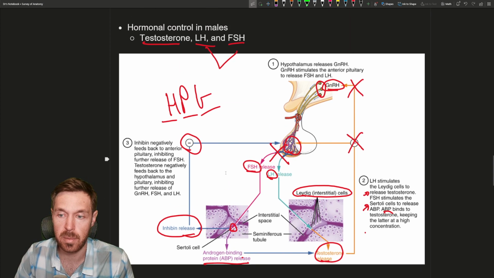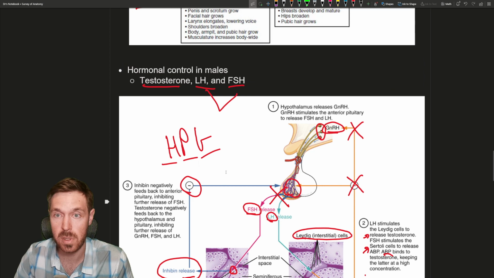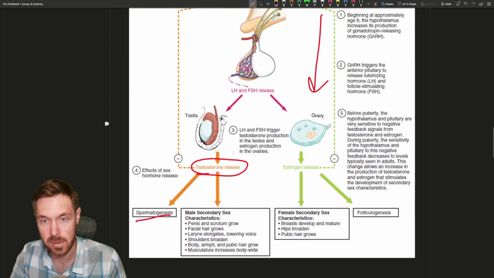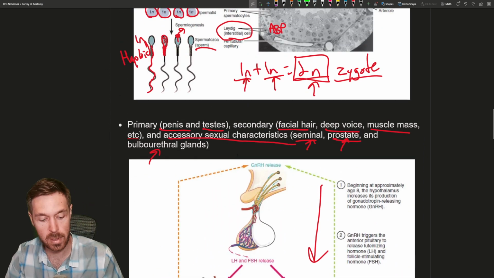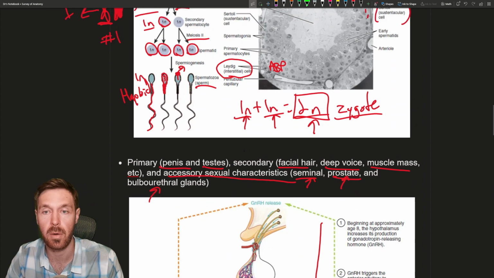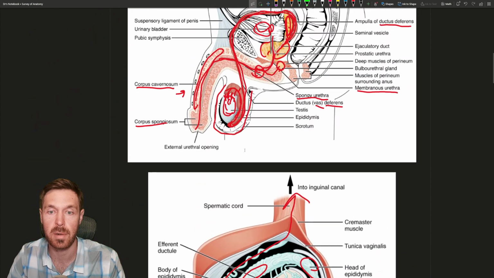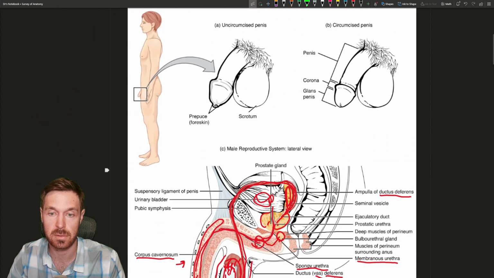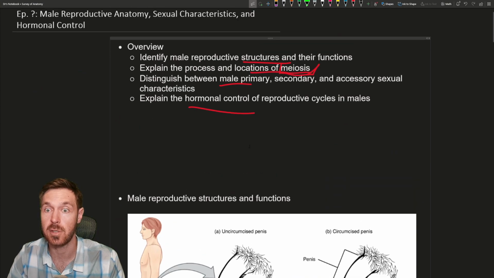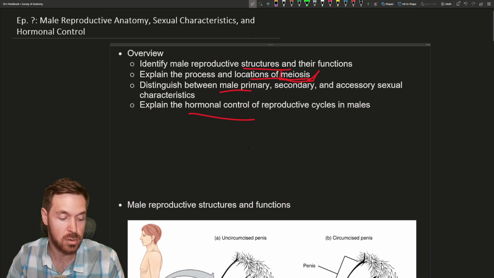So it does get a little bit more detailed than that, and we'll talk about even more detail when we get to females. But this video was only focused on males. In the next one we'll talk about the female reproductive structures and accessory organs, and also the HPG axis and hormonal control that occurs in females as well, including the ovarian and uterine cycles.